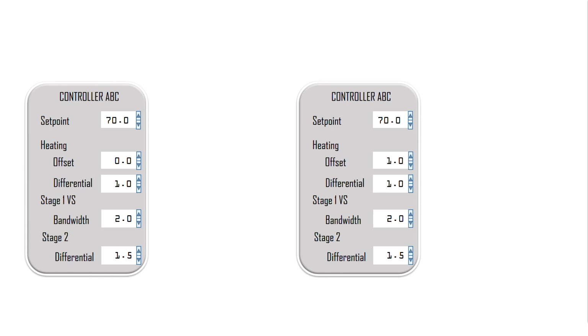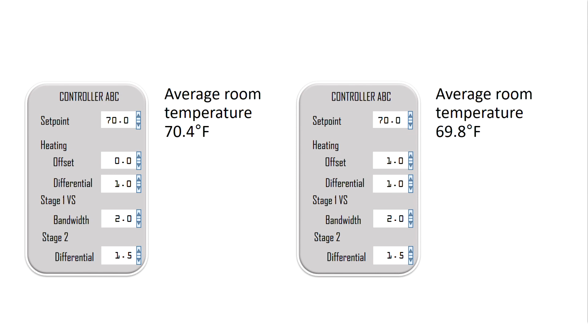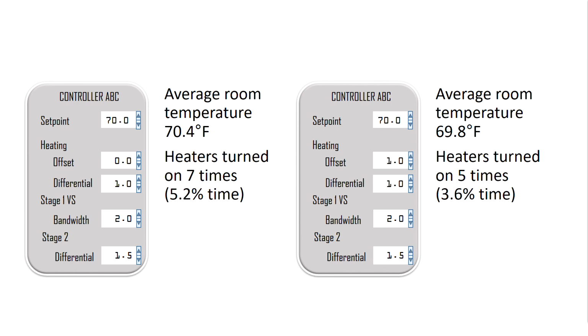So we only had a 1 degree difference in one of our settings, in our heater offset setting. What are the implications? Well, decreasing that heating offset in the simulation dropped the average room temperature over the length of that simulation a little over 0.5 degree. The heaters turned on 7 times with a 0 degree offset and 5 times with a 1 degree offset.